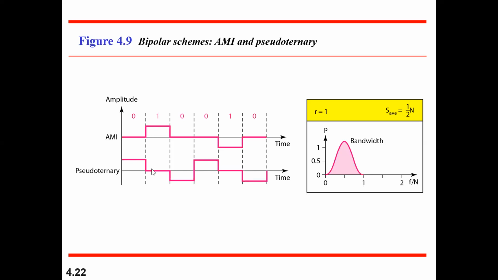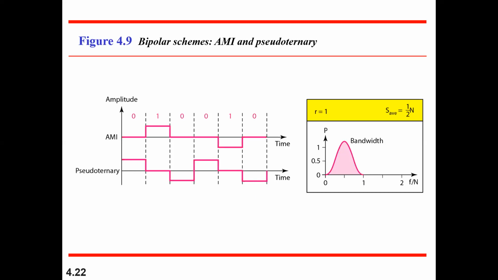Pseudoternary is just the opposite of the above. For one, do nothing; keep it at the reference level. If it is zero, alternate the zero. See here, zero should start from the highest, and one should lie on the reference pointer. Next time, once again zero comes, it should go to the lowest amplitude. One more zero, it should go from lowest to highest. Next time, one lies on the reference pointer. Zero started from highest, so next time it goes lowest to highest. This is how it varies with respect to your bipolar schemes.